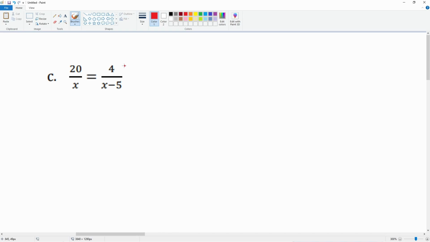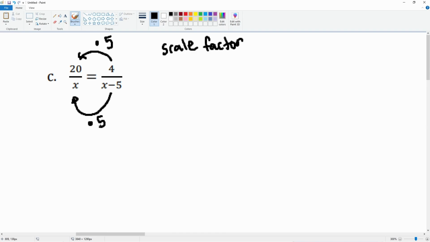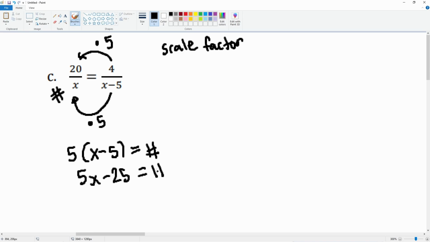C, I'm going to show you another strategy, okay? This is going to be using the scale factor method. Watch. From 4 to 20, what are you doing? You're multiplying by 5. So from this to this, you're going to multiply by 5. That means x minus 5 times 5 will get you this number here. 5 times x is 5x. 5 times negative 5 becomes negative 25. That's going to be equal to the number.